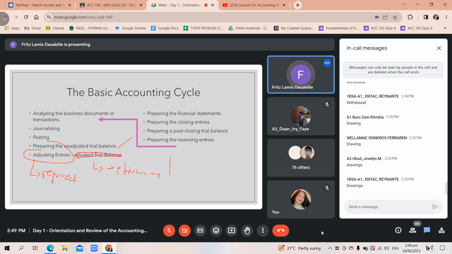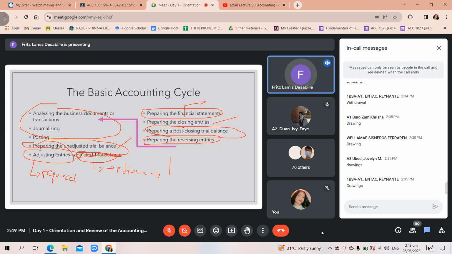Again, this one is optional. Closing entries is required, of course, that's the point. This is the final result of all our entries here. The most relevant are the financial statements, the report that shows the investor or user how our performance was and how many assets we have, blah blah blah. Post-closing trial balance, this is optional. Reversing entries, this is also optional.